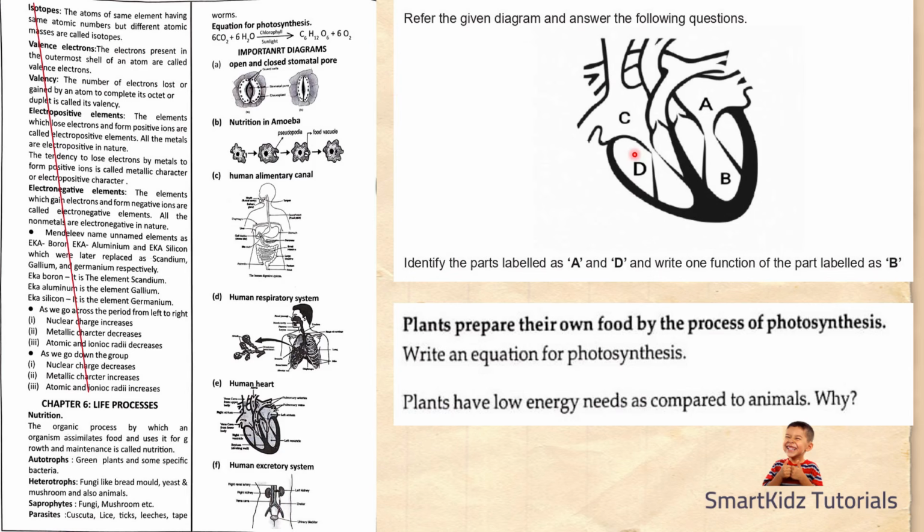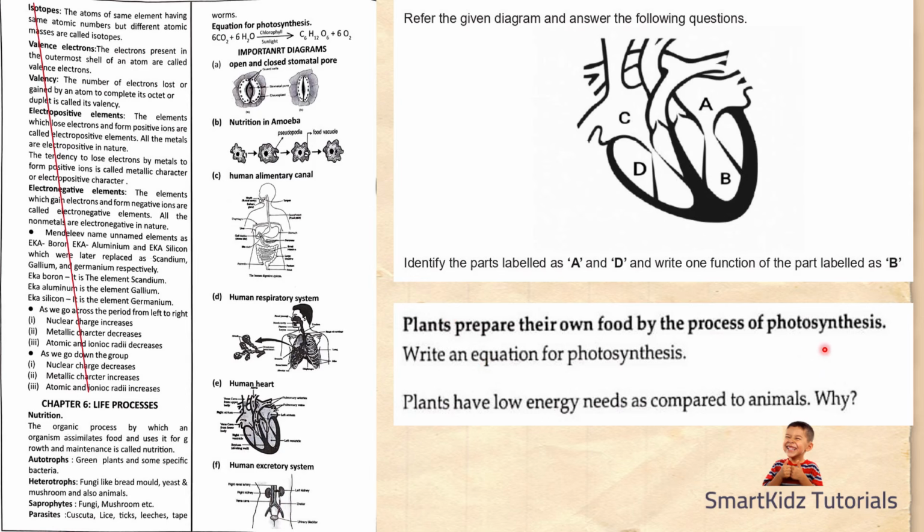So here you have some questions on that. It says, refer to the given diagram and answer the following questions. So you have A, B, C, D marked. Write one function of B. So learn the diagram of the heart very well, learn the diagram of the human excretory system very well, and also go through the diagram of the human alimentary canal and human respiratory system. You may not be asked to draw, but the diagram may be given, and you may be asked to mark and give a function of that.